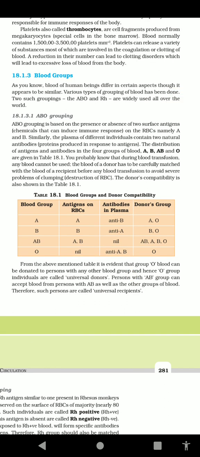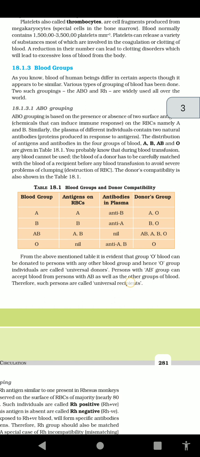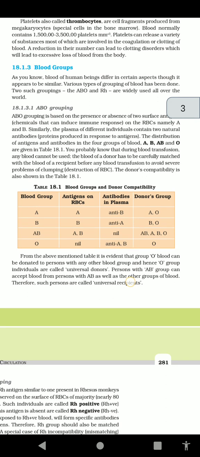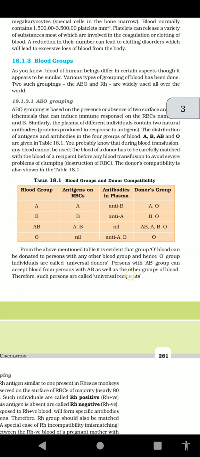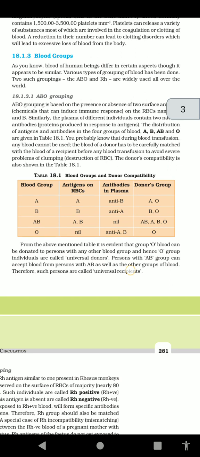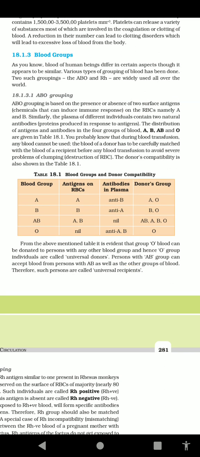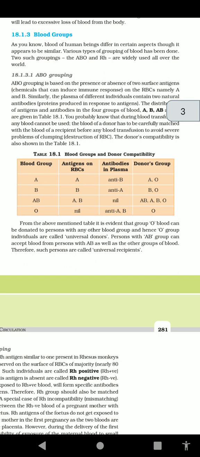Platelets, also called thrombocytes, are cell fragments produced from special cells in the bone marrow called megakaryocytes. Blood normally contains 1.5 lakh to 3.5 lakh platelets per cubic mm. Platelets can release a variety of substances, most of which are involved in the coagulation or clotting of the blood. A reduction in their number leads to clotting disorders, which result in excessive loss of blood from the body.